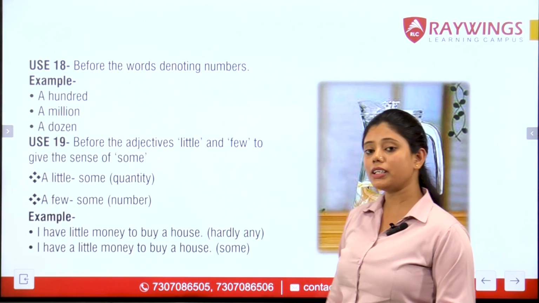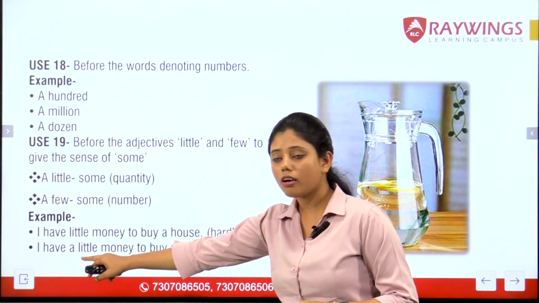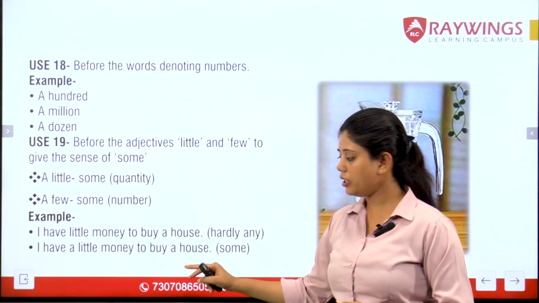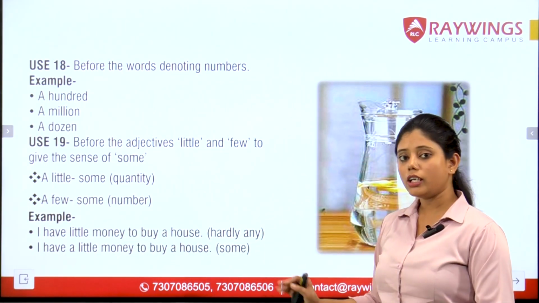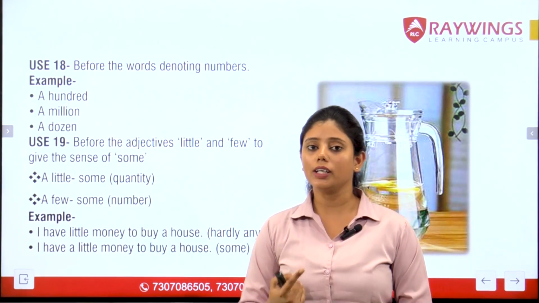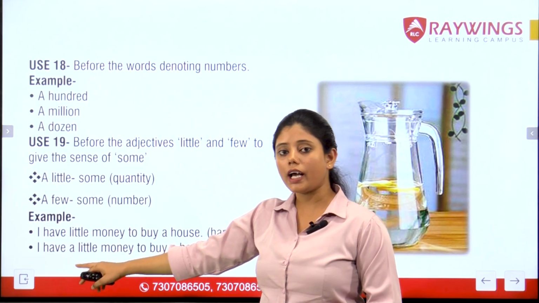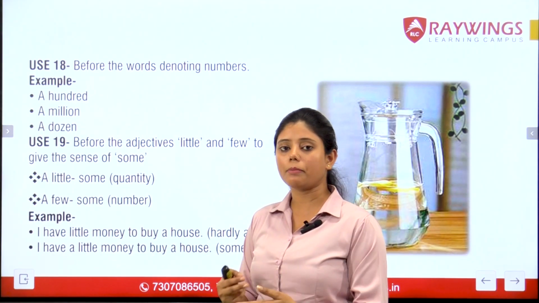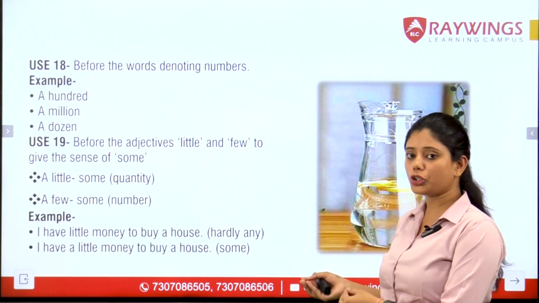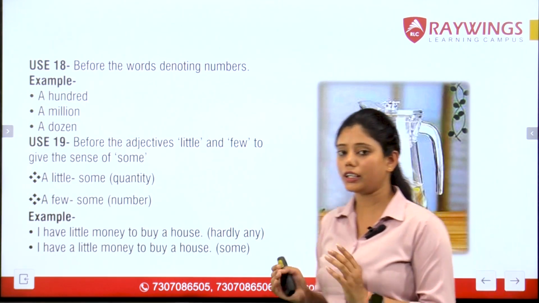But here we changed the sentence just by adding one article, that is article a. What we did: I have a little money to buy a house. Now the meaning of the whole sentence is changed just by adding one single article. Article a and little, when combined together, the meaning comes as some. Meaning he has some quantity, some money with which he can buy his house.